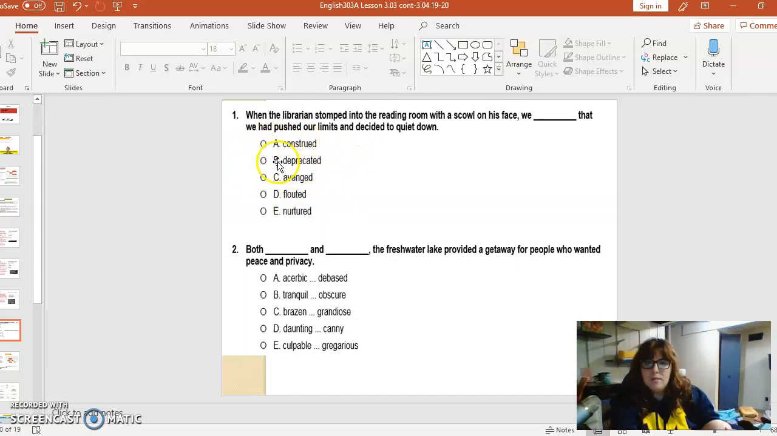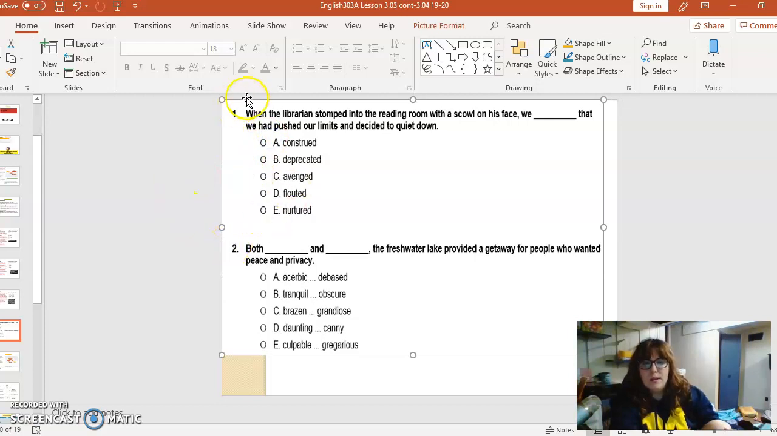Deprecated doesn't really seem to fit. You know that construed means that you are understanding. You've come to the conclusion. So that is the correct answer, A. You have construed that you've pushed your limits. They have understood that they have gone as far as they could, and now they are being quiet.